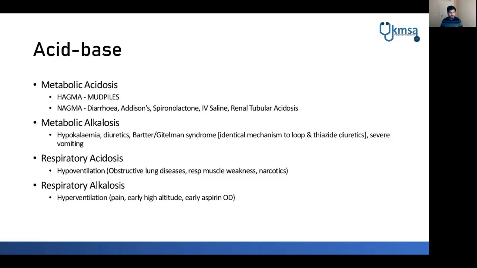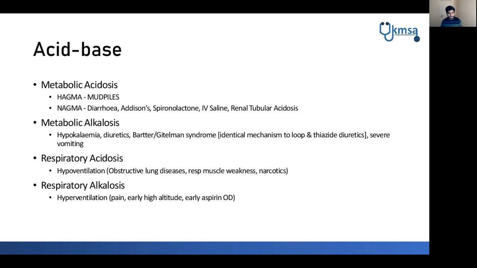Then your non-anion gap metabolic acidosis, so things like diarrhea, Addison's disease, spironolactone, IV saline, and RTAs. Then metabolic alkalosis is usually hypokalemia, so it's important to note that potassium and hydrogen ions are inversely related in the body. If there's low potassium in the serum, in the plasma, then your body tries to shift the intracellular potassium out to compensate. The way it does that is it shifts out one potassium for a hydrogen being shifted into a cell. So then low hydrogen in the serum causes an alkalosis. So just know that potassium and hydrogen are inversely related.